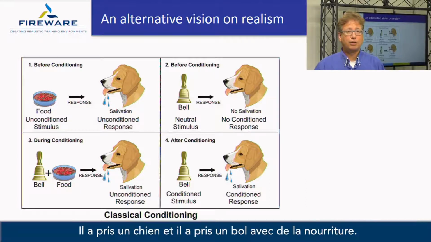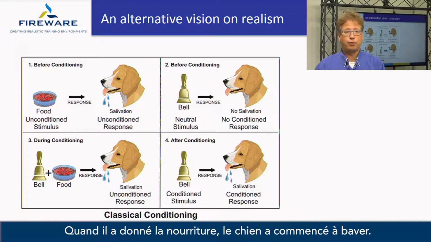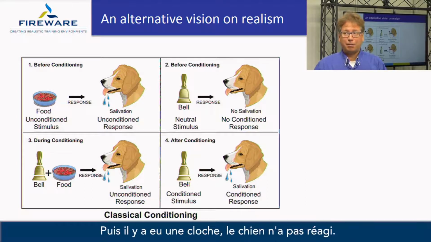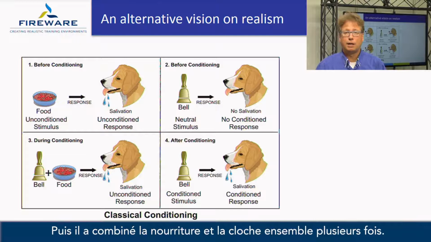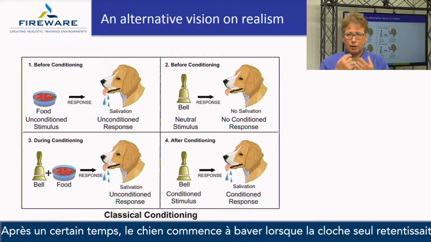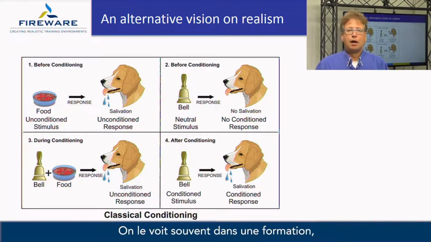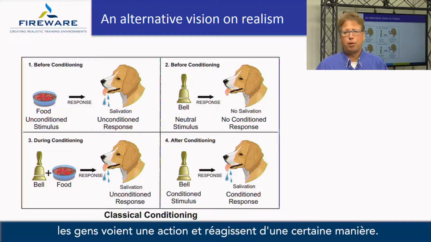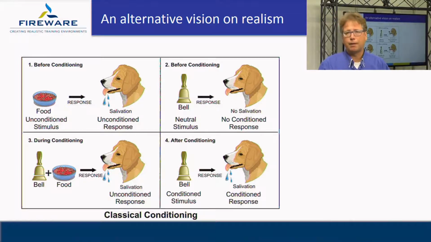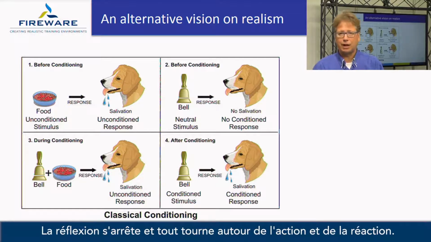He took a dog and he took some food. When he gave the food to the dog, it reacts on it by drooling. And when he had a bell and he rang the bell, the dog did completely nothing. But what he did was, when he gave the food to the dog, at the same moment he rang the bell. He did that several times. After a while, he just had to ring the bell and the dog started drooling. These are the things that we often see in training. People see an action and react in a specific way. Thinking stops and it's action, reaction.